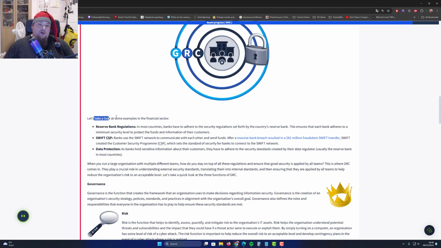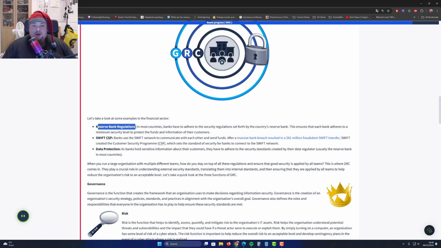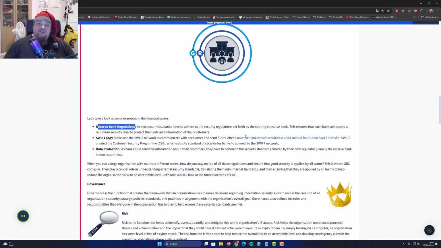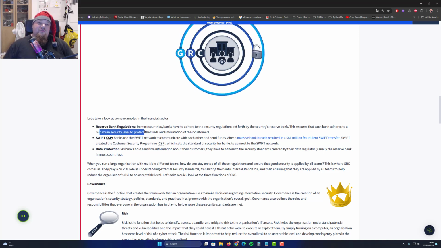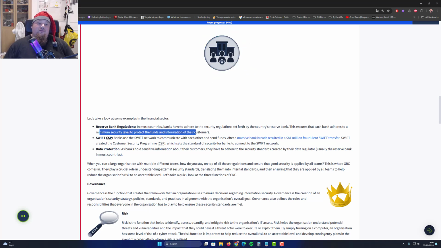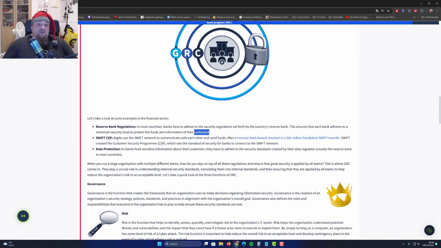So let's take some example. Let's look at some examples in the financial sector. Reserve bank regulations. Most countries' banks have to adhere to the security regulations set forth by the country's reserve bank. This ensures that each bank adheres to a minimum security level to protect the funds and information of their customers, which makes great sense.